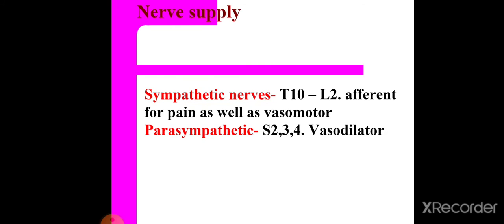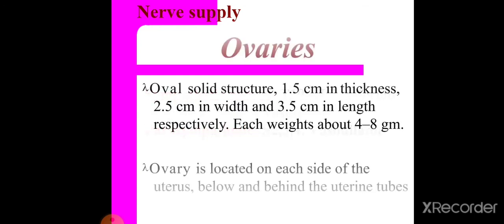Now the nerve supply. Sympathetic nerve supply is from thoracic tenth to lumbar second spinal nerve, and these are afferent for pain as well as vasomotor. Then parasympathetic innervation is via S2, S3, S4 spinal nerves, and it is vasodilator.